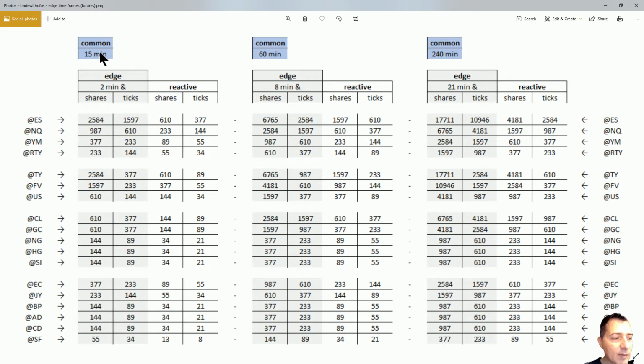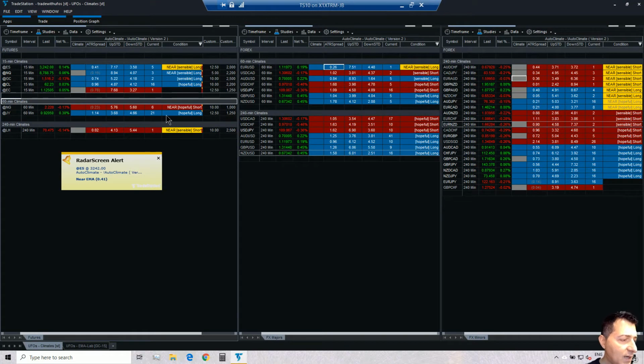If you use 15 as your common time frame, then you would use the 2-minute time frame, and then 2584 share bars and 1597 tick charts. That would be for the edge, and then for the climate, if you use the 60, so that's your time frames, and if you use 240, then that's your time frames. So if you don't have this particular piece of information, shoot an email, and we'll be more than happy to email it to you, so that we speak the same language.